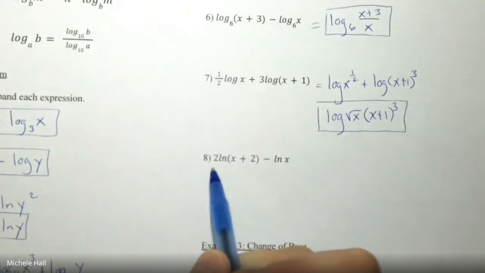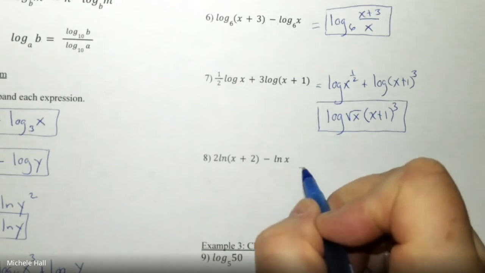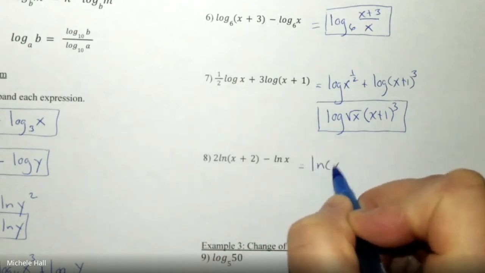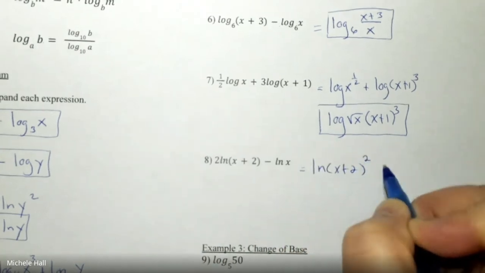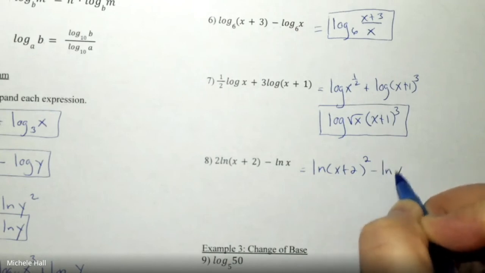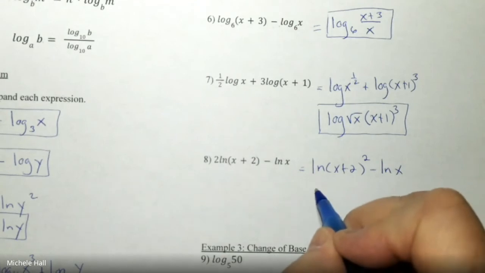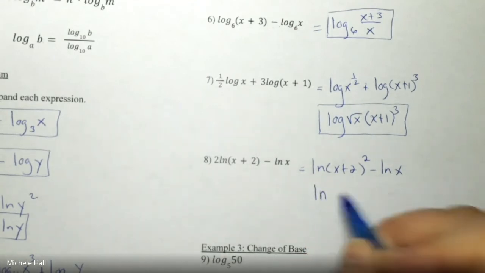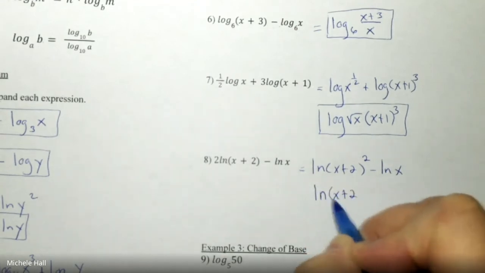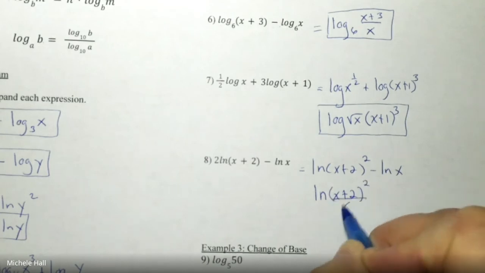Example 8, I say I have a power rule here. ln of x plus 2 raised to the second power minus ln x. Subtraction means the quotient rule, putting it under a single natural logarithm. ln of x plus 2 squared divided by x.